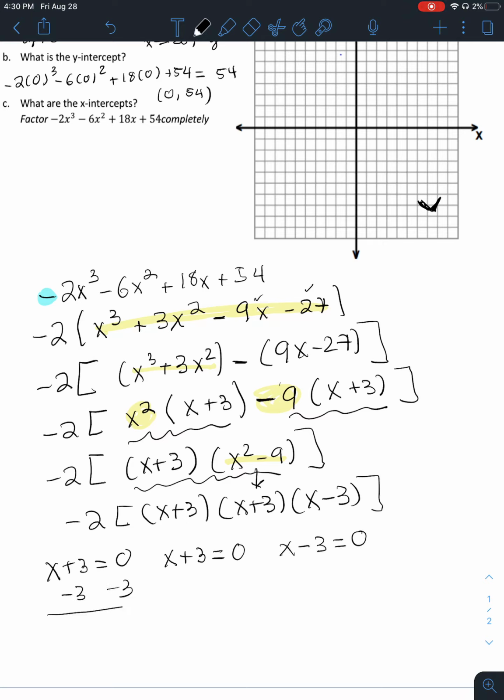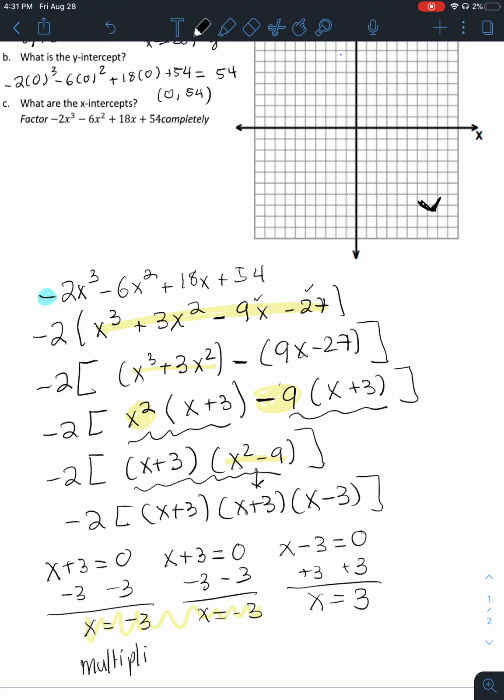And I hope that you see we have x equals negative 3, x equals negative 3, and x equals 3. So two of these repeat, and the word that we use to describe that is multiplicity, that these two repeating have a multiplicity of 2, so there's going to be a bounce when we do our graph.